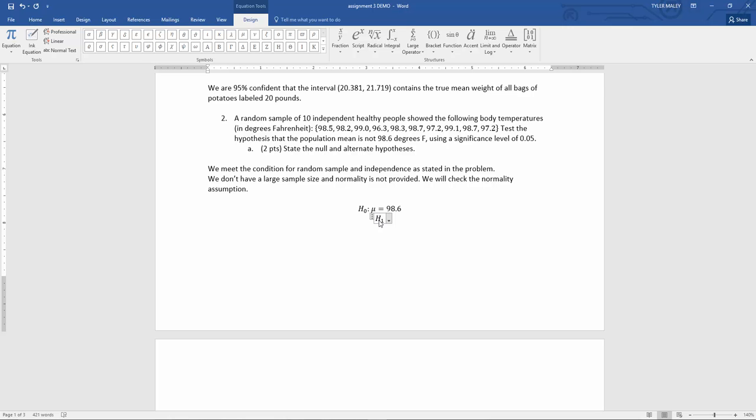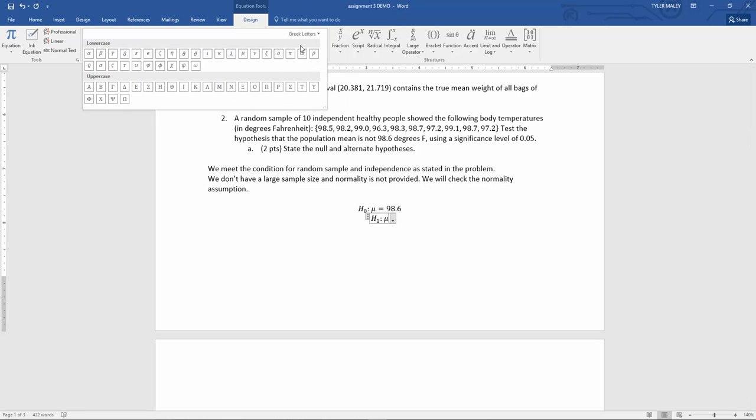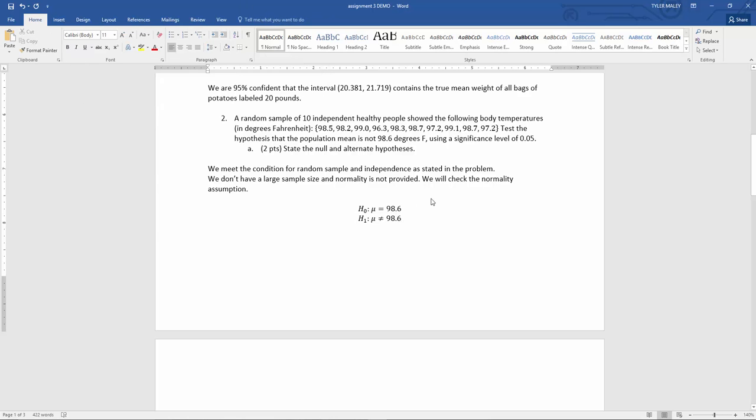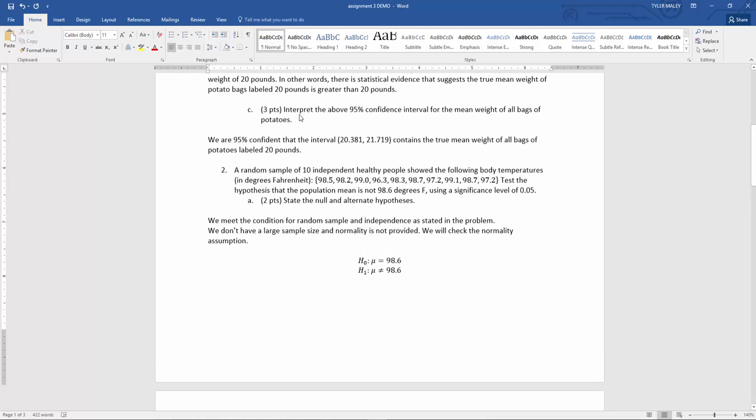Then if I go to script, hit subscript, then my alternate hypothesis. Some textbooks use an A as a subscript, or some use a 1, for the alternate hypothesis, so you can do either one. So we're testing that mu is different, so we need does not equal 98.6. Make sure we answer all parts.